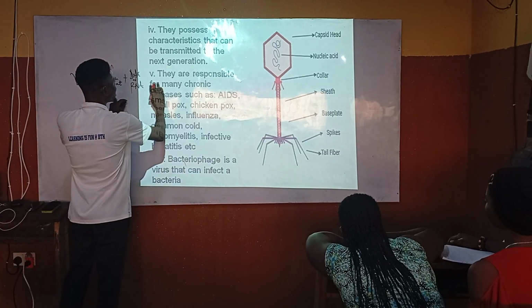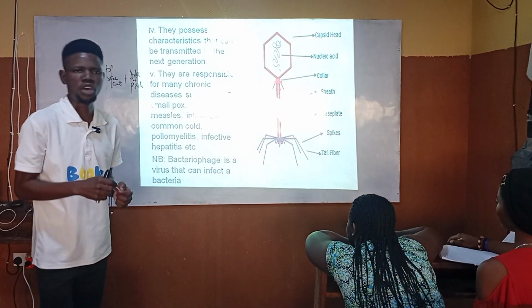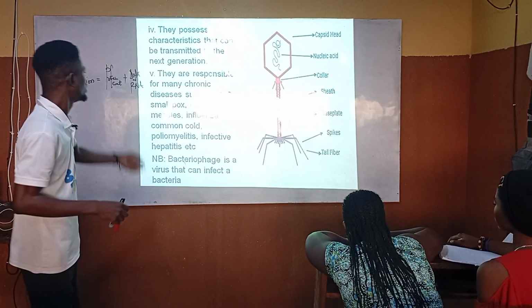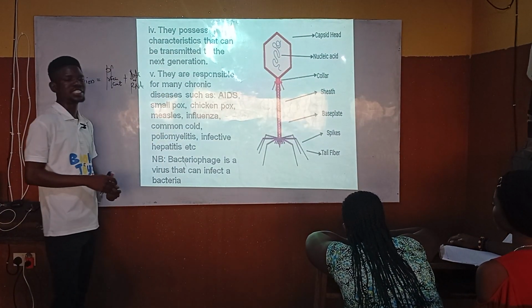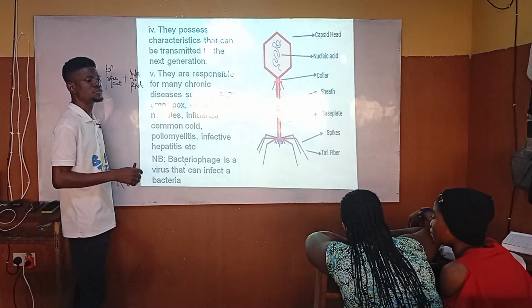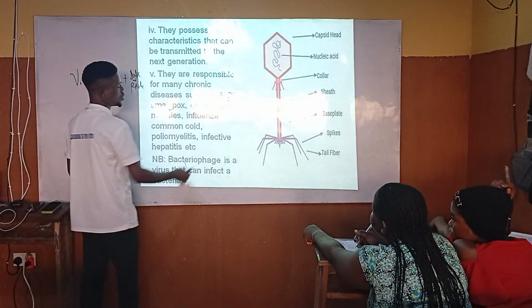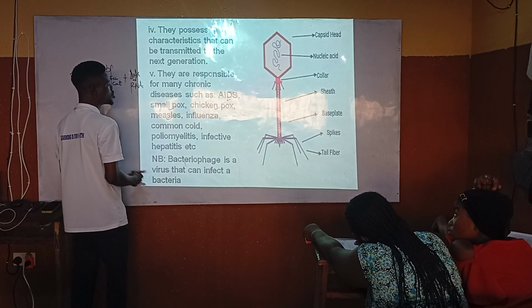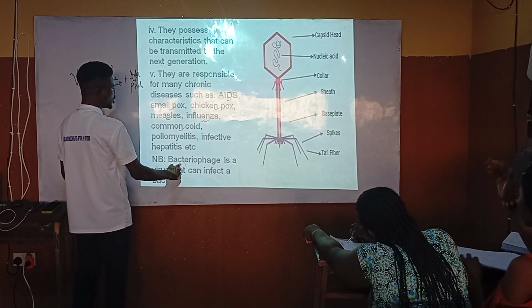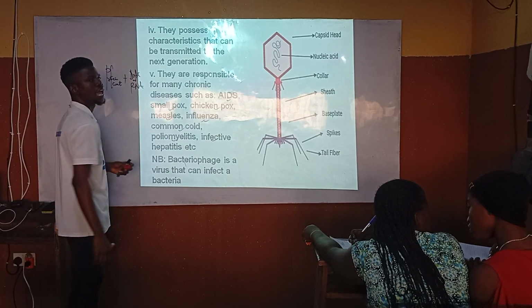Now, this part is very important. They are responsible for many chronic diseases. Exams will ask you, which of the following is a viral infection? Or which of the following is a viral disease? So these are the lists of diseases or ailments that emanate from viral infection. We have AIDS, smallpox, chickenpox, measles, influenza, even the common cold is a viral infection or disease. We have polio, poliomyelitis, and infective hepatitis.